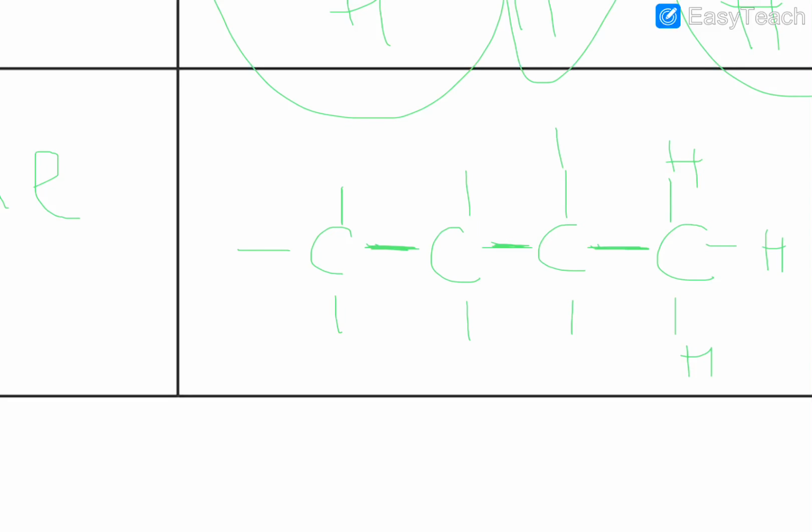Butane, so how many carbons will it have now? Butane has 4: 1, 2, 3, 4, all single bonds. And each carbon should form 4 bonds. So let's fill in with hydrogen. We fill with hydrogen like this.